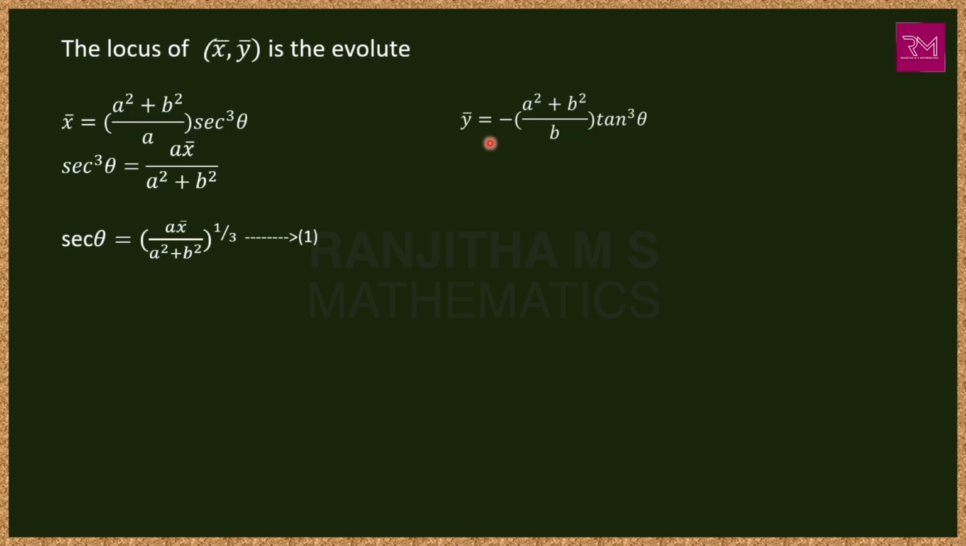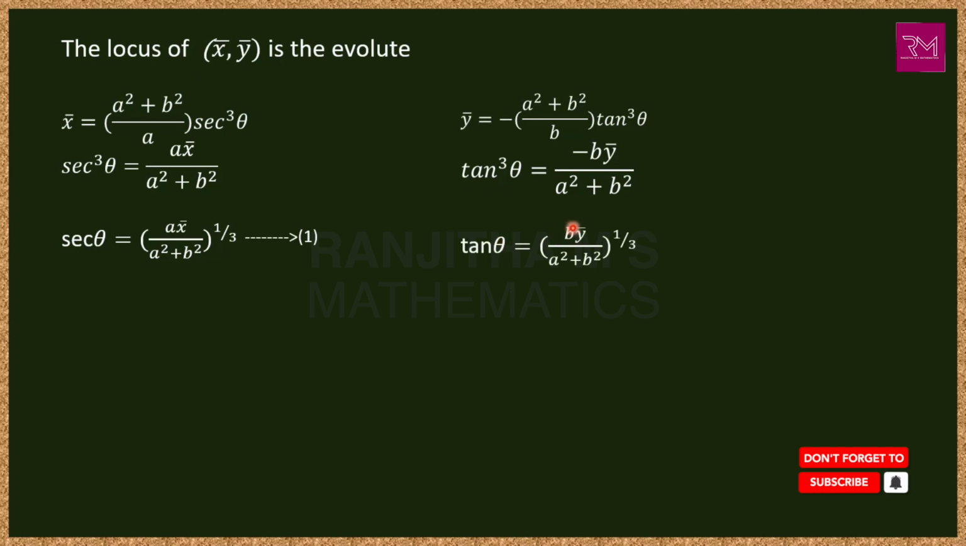Similarly, y bar is minus (a square plus b square) divided by b into tan cube theta. That is, tan cube theta is equal to minus b y bar divided by a square plus b square. Hence we get tan theta as (b y bar divided by a square plus b square) whole power 1 by 3, with the sign carried. This is equation 2.